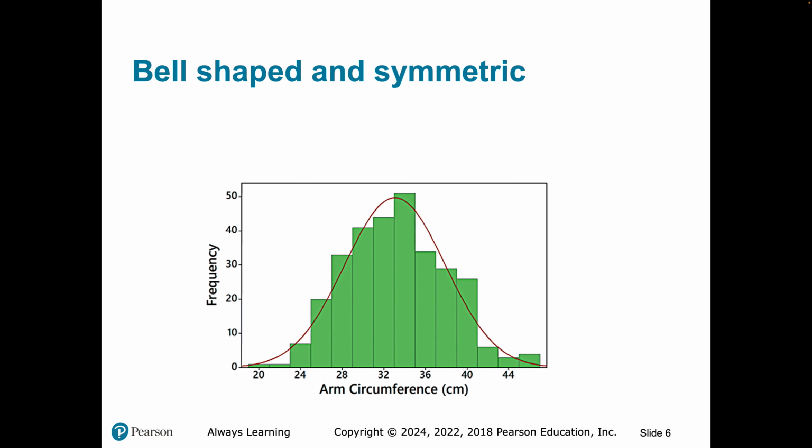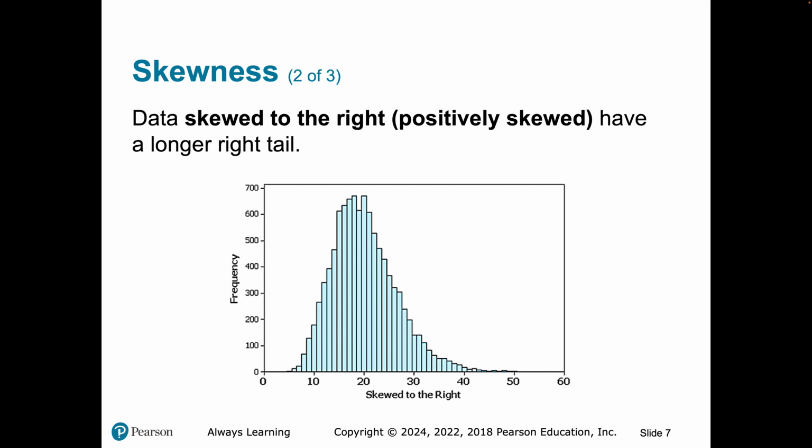But I look at this green histogram in front of me. That histogram looks bell-shaped and symmetric to me, within reason. And it's reasonable for me to assume that this distribution of numbers, arm circumference, came from a population that is normally distributed. Now, when I look at this, it is a positively skewed distribution.